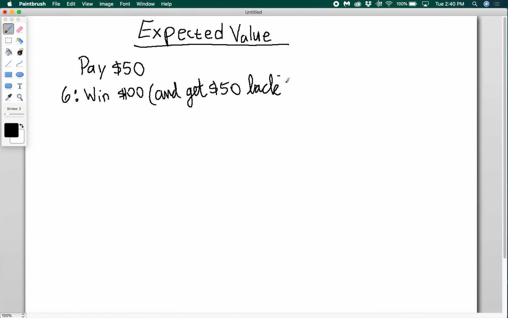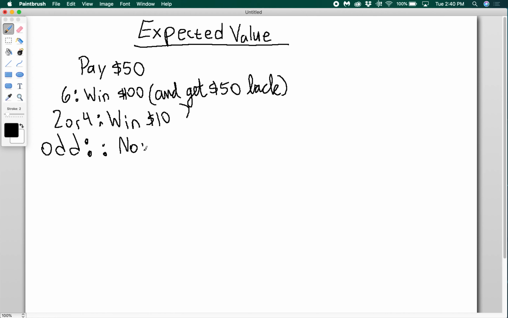If you roll a 2 or a 4, then you win $10, and you still get your $50 back. If you get an odd roll, so a 1, 3, or a 5, then you get nothing, including you do not get any of your money back. So the question that we can ask is, what's the expected value of this game?